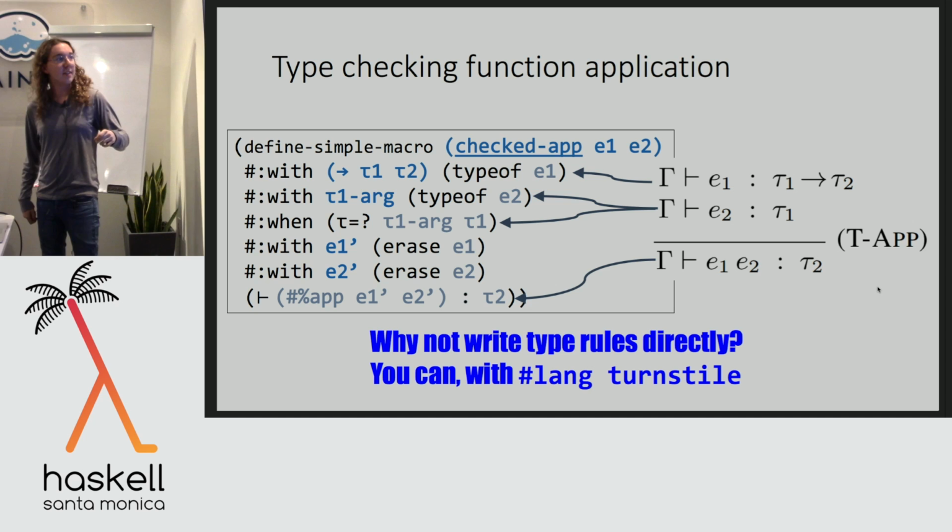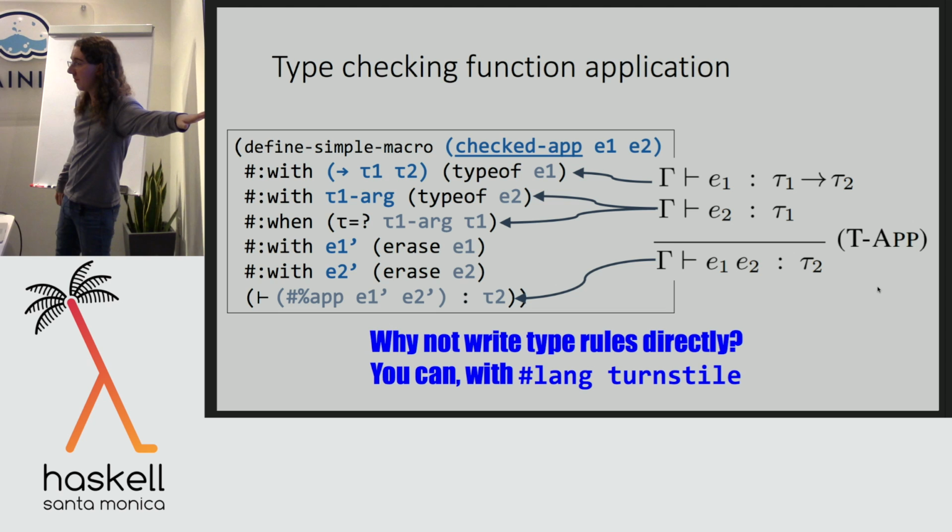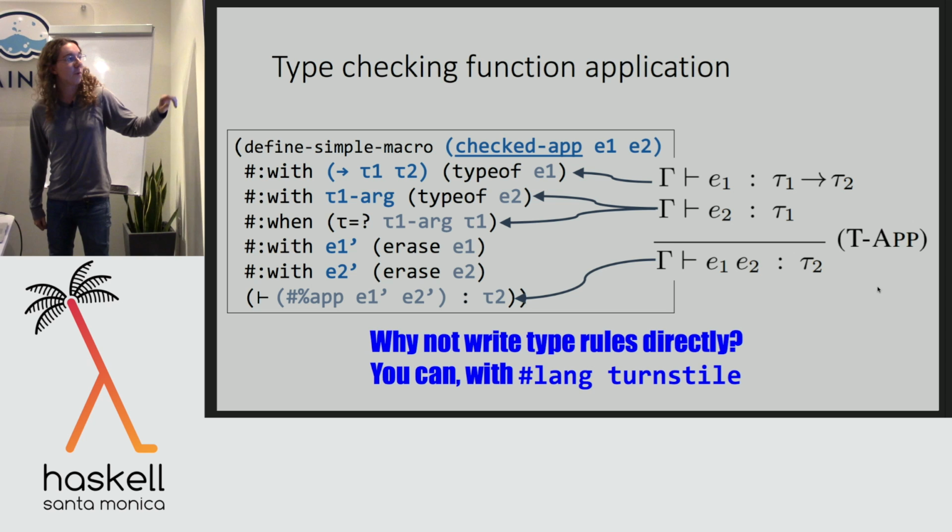This is an example of the type checked application form. Now it looks kind of complicated and it looks nothing like that typing rule. But it does actually correspond. So the basic idea here is that we're going to type check, we're going to get the type of E1.